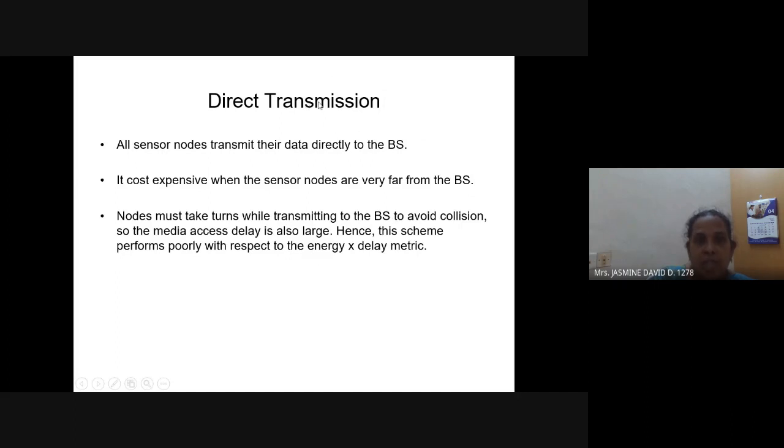So if it is direct transmission, then the media access delay is large. This direct transmission performs poorly with respect to energy efficient algorithms.